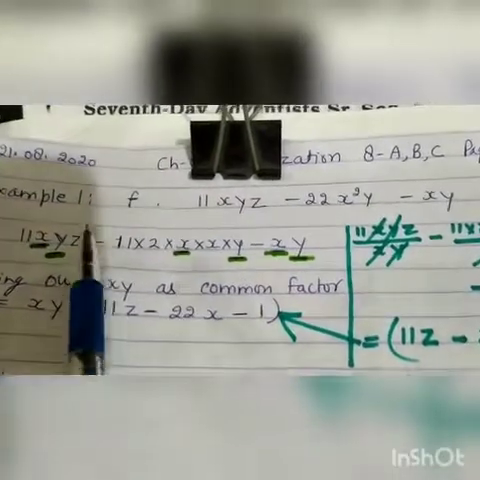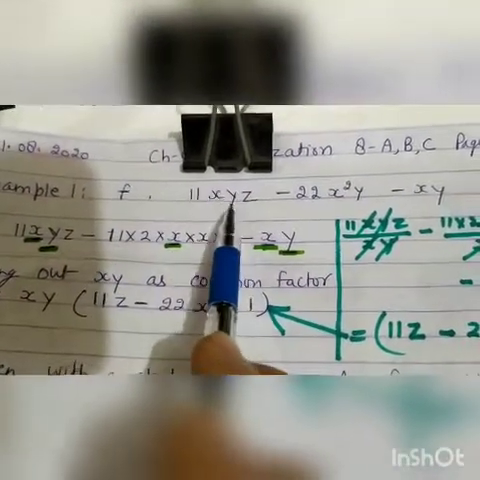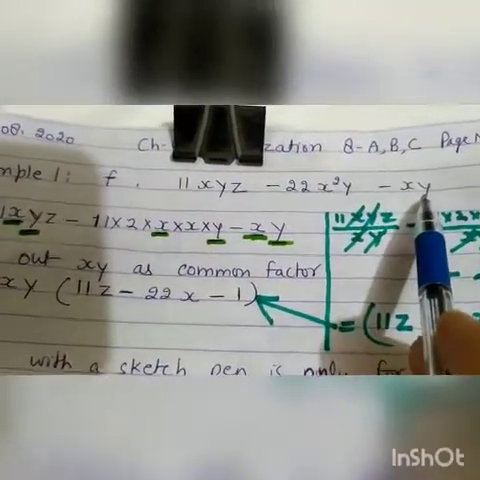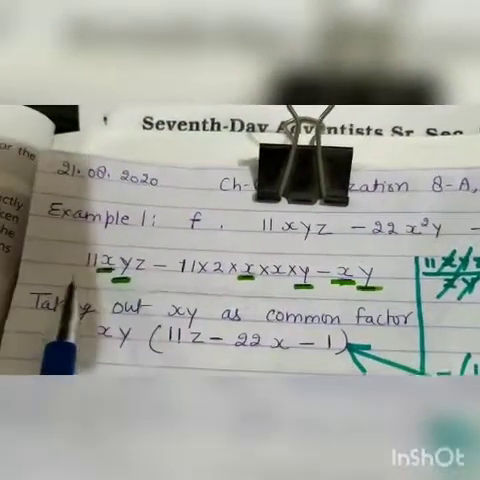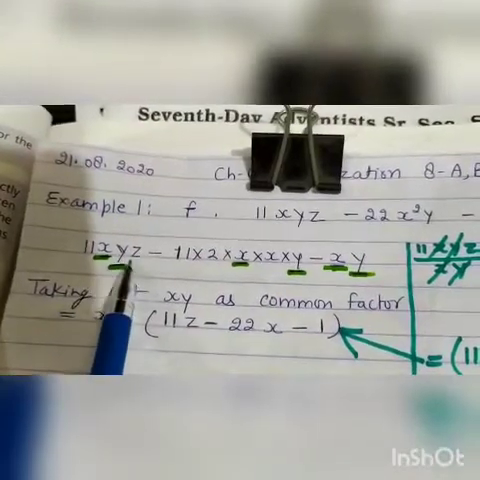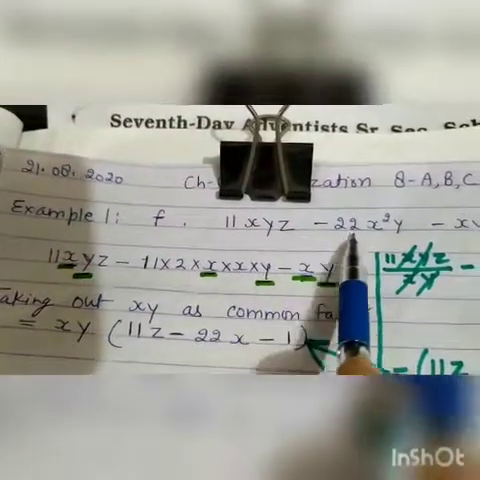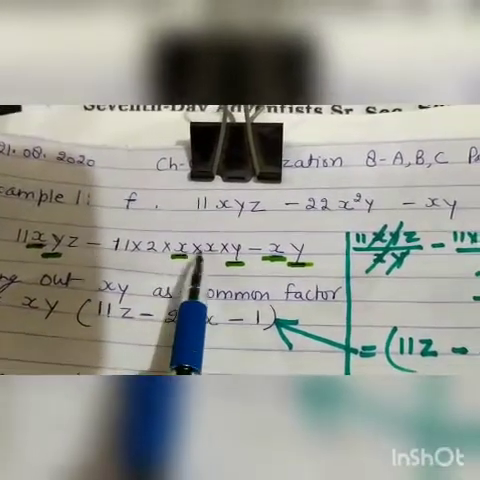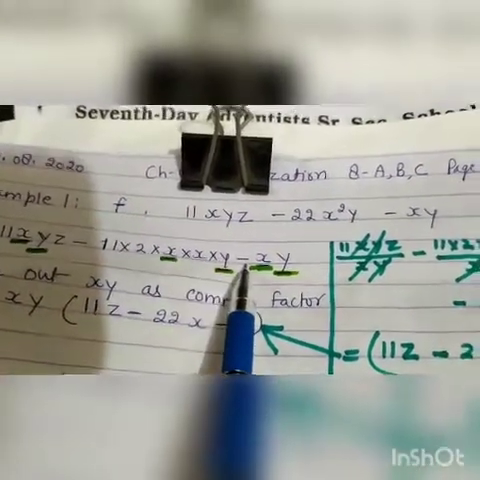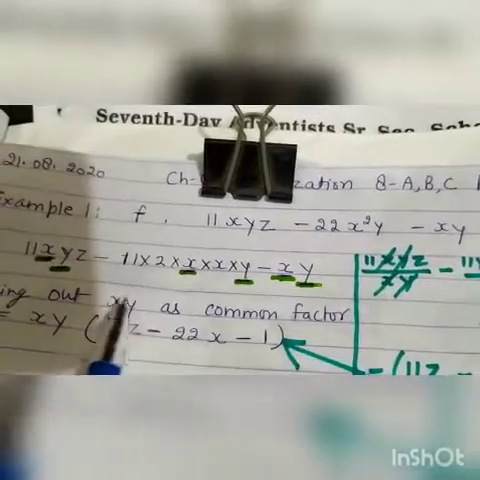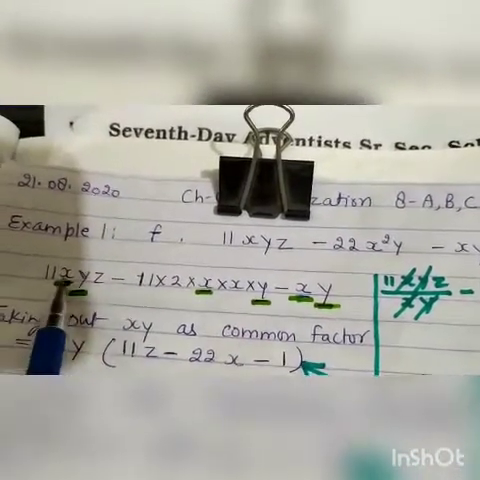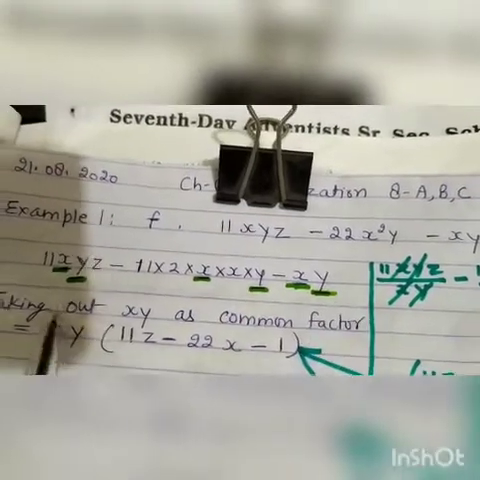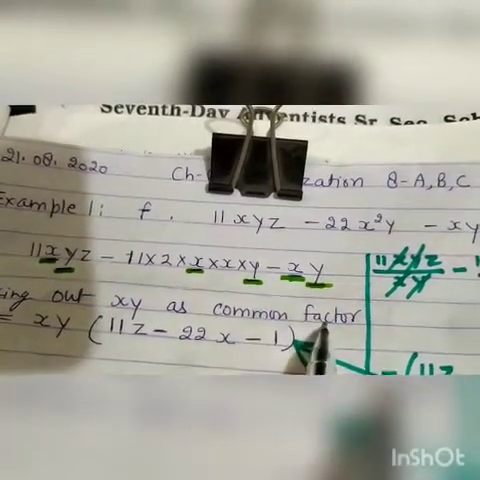Now example F. 11xyz minus 22x square y minus xy. See, this 11xyz can be written as 11 multiplied by xyz, minus 22x square y, 11 multiplied by 2, x square, x multiplied by y, minus xy. What is common now in these three terms? xy.